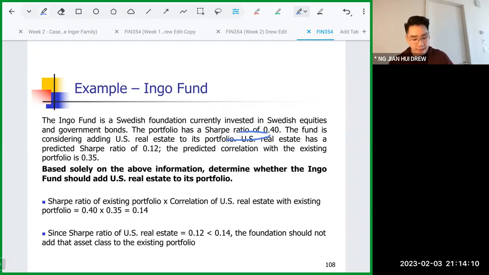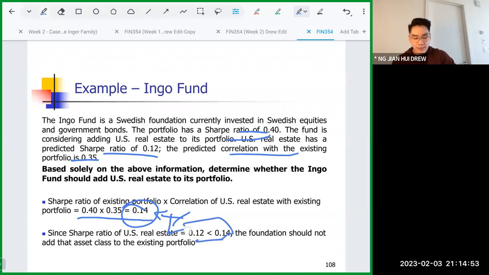The fund is considering US real estate. Real estate has a Sharpe ratio of this. The correlation is this, right? So we have the correlation, we have the existing portfolio. So what we should consider is the impact of the correlation of the US real estate with the existing portfolio. So we multiply the Sharpe ratio times the correlation, and we notice that by including this real estate, your Sharpe ratio is going to decrease to 14.14, and your existing Sharpe ratio, which is the risk and reward ratio for your real estate, is 0.12.